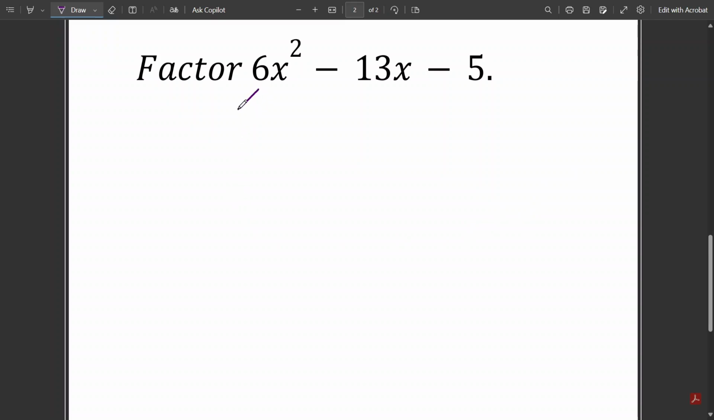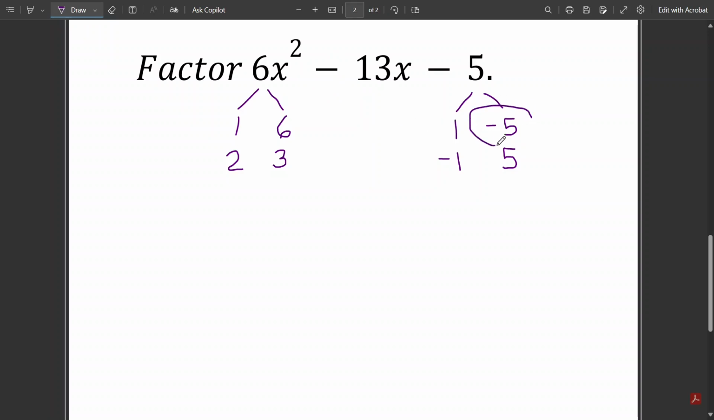So again, I'm going to list out the positive factors of 6. So 1 and 6, and then also 2 and 3. And I'll list out the factors of negative 5. So that's 1 and negative 5, and negative 1 and positive 5. All right, so I want to add to negative 13 here. So I've got to find a combination that adds to negative 13.